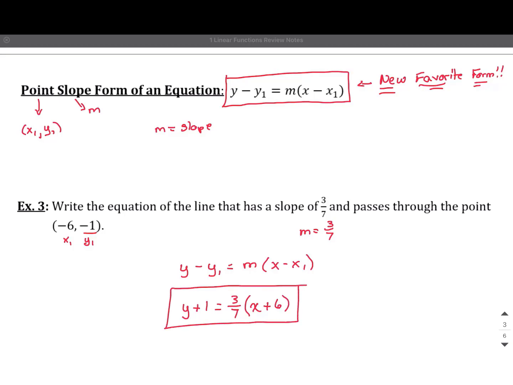This is the answer. You stop right here. This is perfect, because if you go through and you distribute the 3/7 and then you subtract the 1, if you're going to make a mistake, it's going to be with the arithmetic with those fractions. Don't give yourself the chance to make the mistake. Just stop right here. When the equation is in this form, I can see the slope and I can see the point. It's -6, it's -1, and it makes it really easy to graph. We are done with that equation of a line.